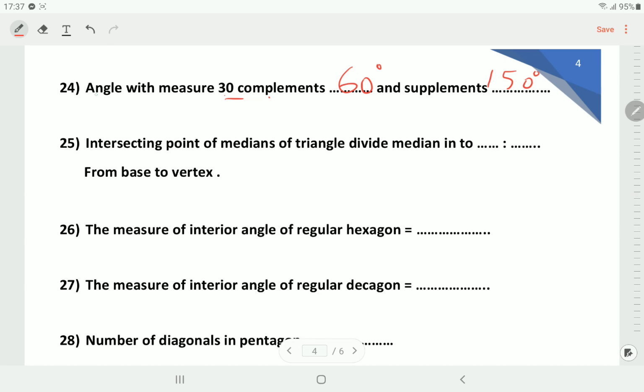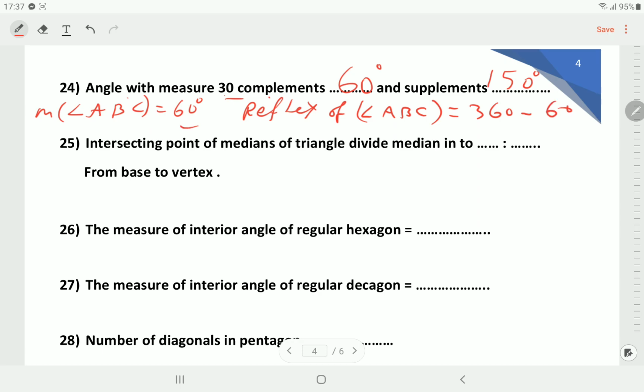Don't forget the reflex angle. If the measure of angle ABC equals, say, 60 degrees, what is the reflex of angle ABC? When we talk about reflex, you take 360 minus this angle, 60 degrees, which equals 300 degrees. Don't forget, for a reflex angle you subtract from 360.